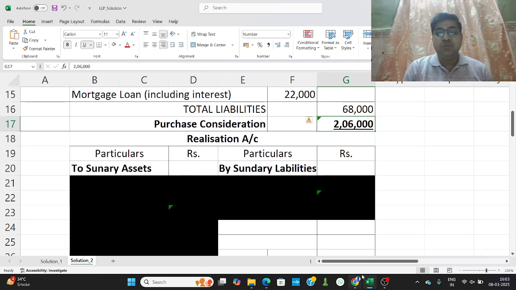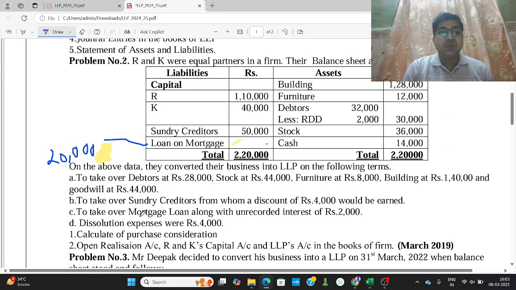Then after that, in our problem, they say you have to prepare the realization account, R and K's capital accounts, and the LLP account in the books of the firm.